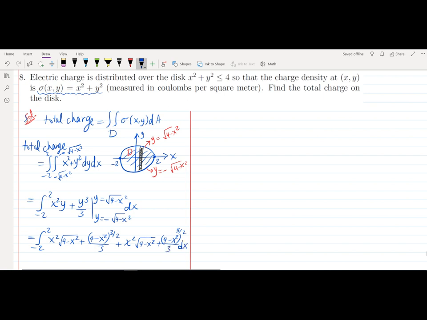And then how can we solve this integral? If you remember from math 2 or 3, if you have the square root of a number minus x squared, you will make a trigonometric substitution. Simply it will be the integral from negative 2 to 2 of 2x squared root 4 minus x squared plus 2 over 3 times 4 minus x squared all to the power 3 over 2. And now we will move to the trigonometric substitution.